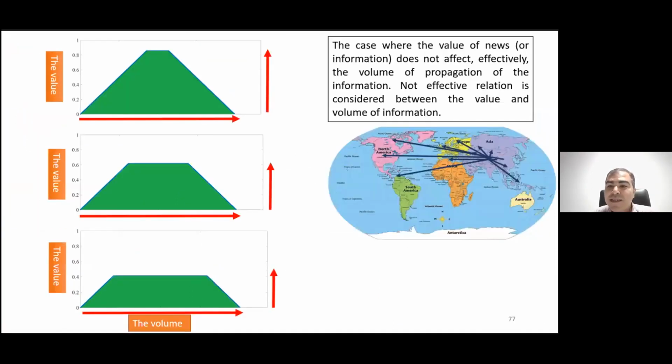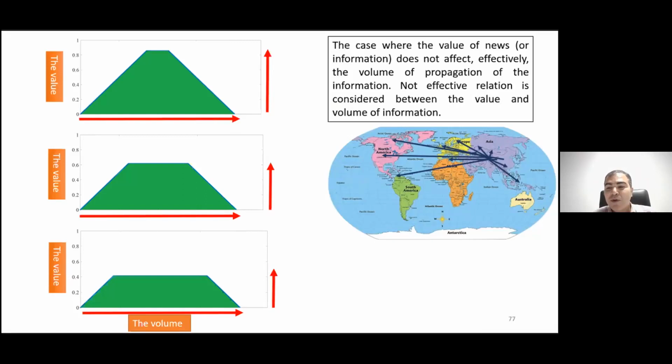Now consider the case in which there is not an effective relation between the value and volume of information. In other words, what would happen if there wasn't an effective relation between the value and volume of information in our world? In this status, in the case of news, the media in the world, in all television, websites, radios, and so forth, continuously would be reporting news no matter whether its value is high or low. The news that wasn't important would be reported in all media, and the high value news would also be reported by all media. In the case of reading a book, it's interesting.